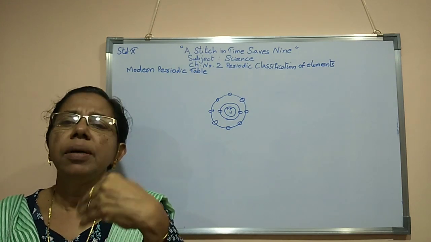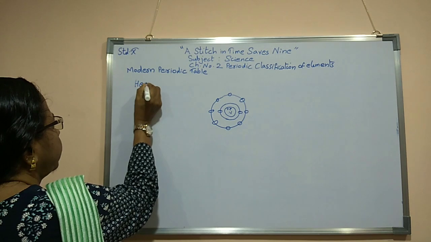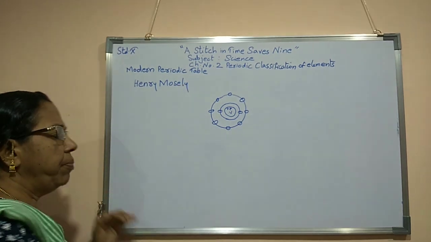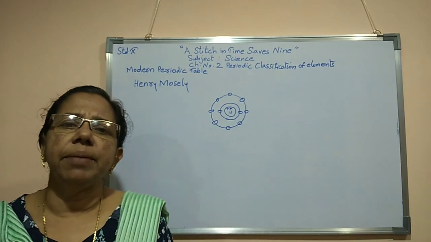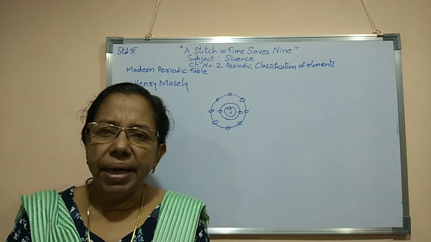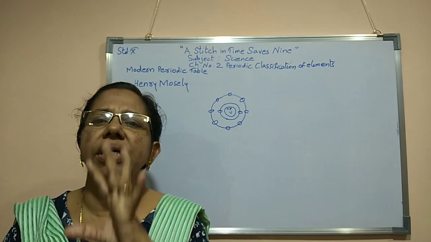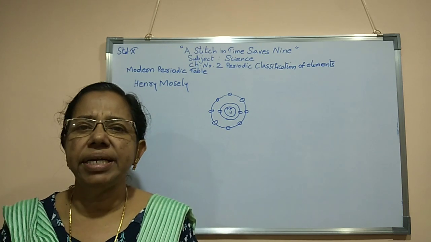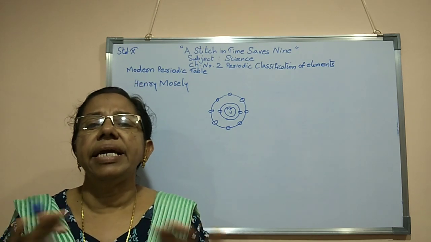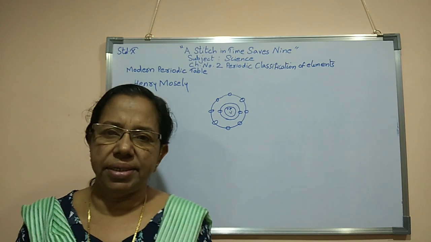The modern periodic table was made by a scientist named Henry Moseley. Before Henry Moseley, you already studied Dobereiner's triads, Newlands' octaves, and Mendeleev's periodic table. Now the last and final table, the modern periodic table, was made by Moseley. How did he make his periodic table? We will study. We can say that it is a complete periodic table. I already prepared that table. I am showing it to you.